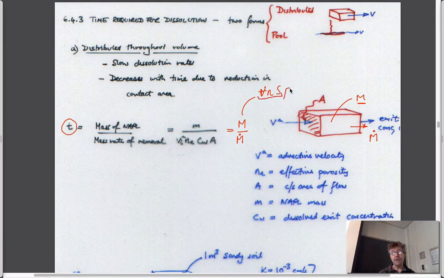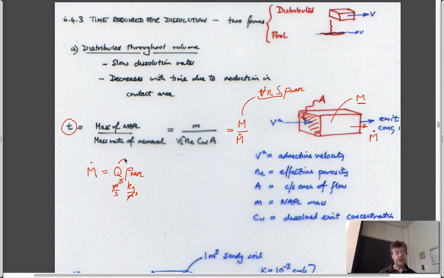That would be a volume multiplied by the density of the NAPL. And the mass rate of removal would be what? It would be volumetric flow rate, so meters cubed per time, multiplied by density, which is kilograms per meter cubed of the NAPL. Actually, that's it. So this is kilograms per second.